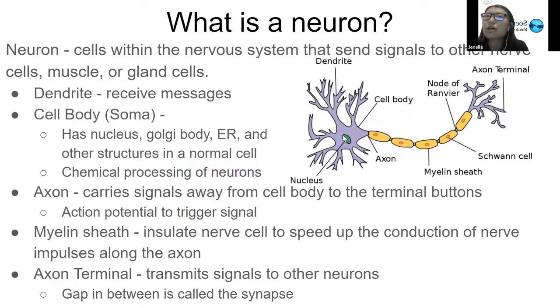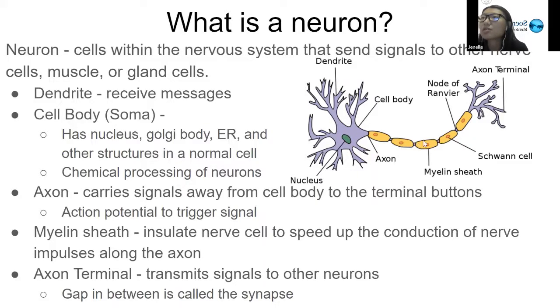But surrounding the axon is the myelin sheath, whose main function is to insulate the nerve cell to speed up the conduction of nerve impulses along the axon. And then the axon terminal, which is towards the end, is responsible for transmitting signals to other neurons.